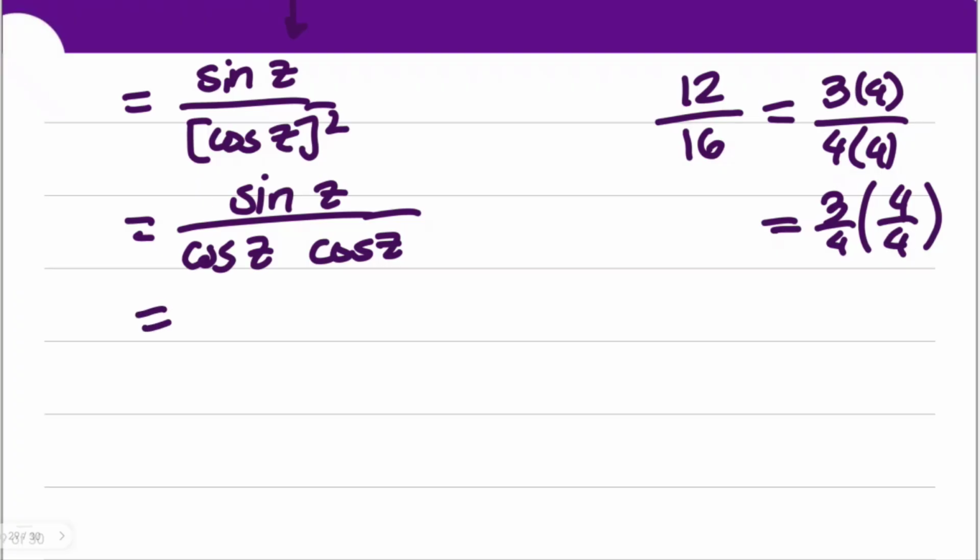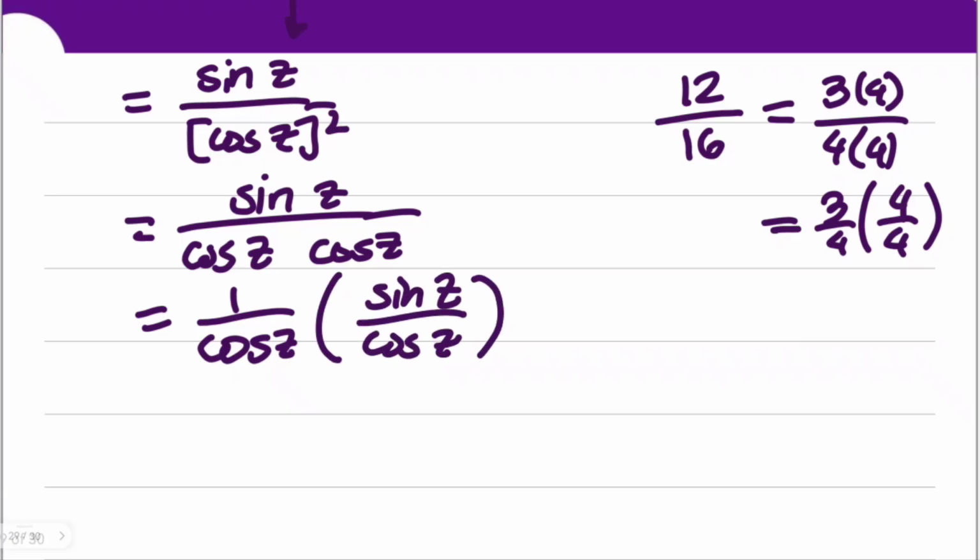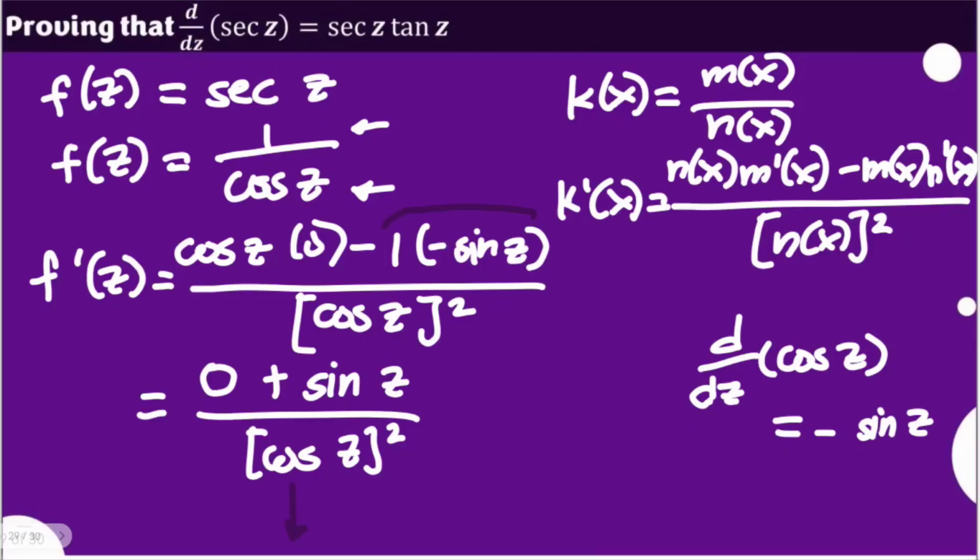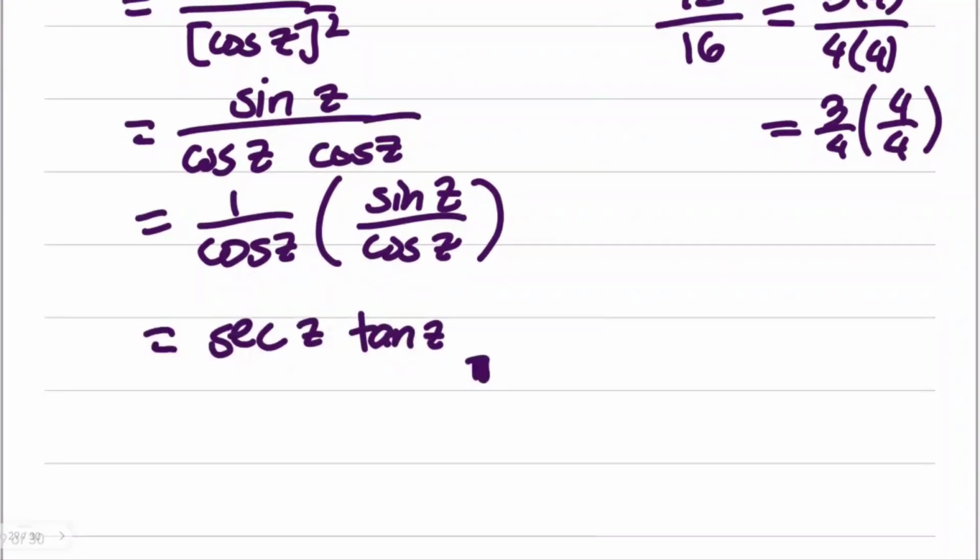So I can have here 1 over cosine z times sine z over cosine z. What was 1 over cosine z? That is actually secant z, and sine z over cosine z is another trigonometric function identified as tangent z. This is the proof that the derivative of secant z is equivalent to the product of secant z and tangent z, indicated by this process using the rule on differentiating quotient.